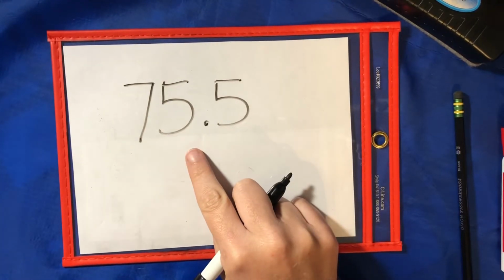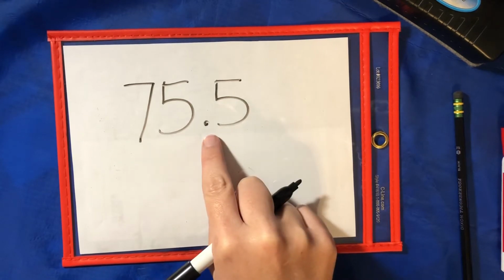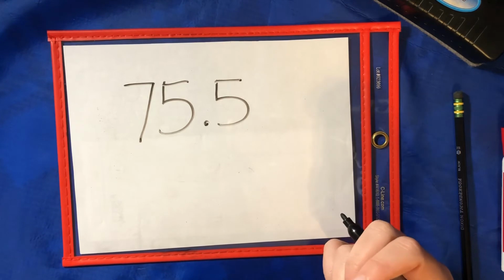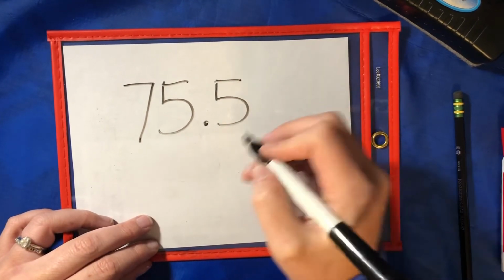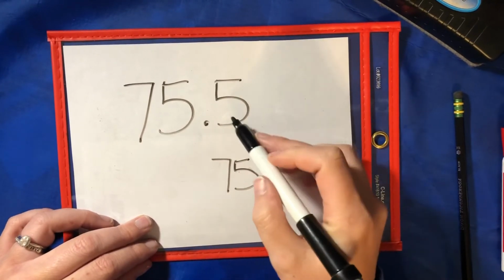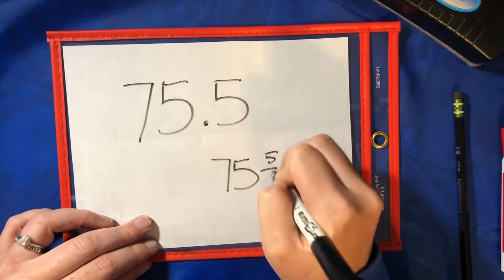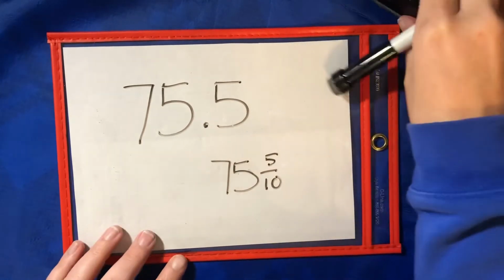Here's my digit, or here's my number, 75.5. Always good to practice saying it out loud so you can rewrite it as that decimal, or excuse me, as that fraction. So I have 75 as my whole number, 75 5/10. So I know that the 5 needs to be over the 10. Okay.